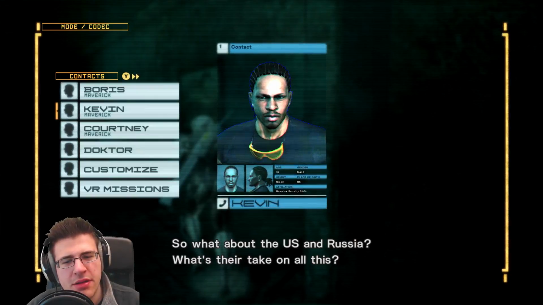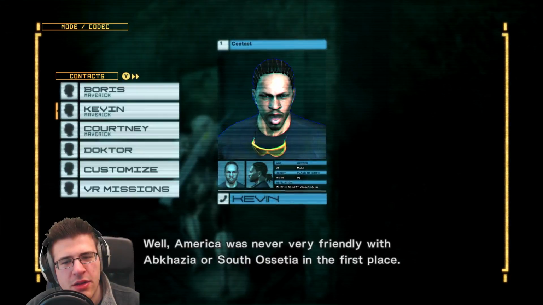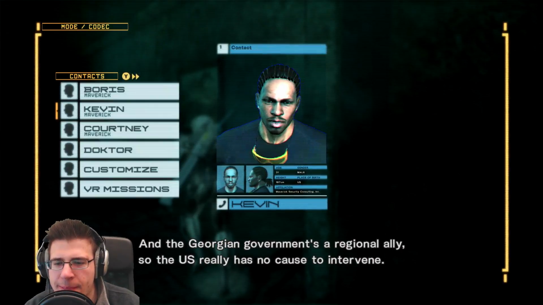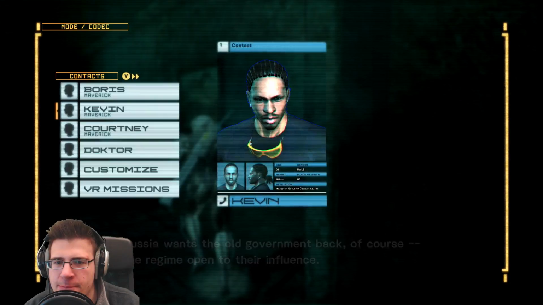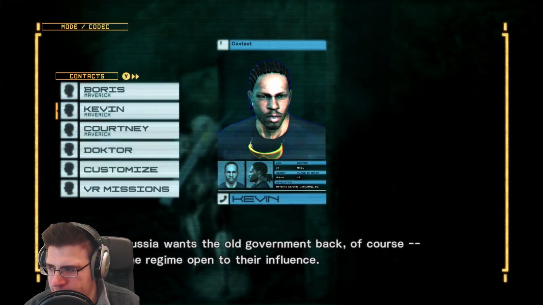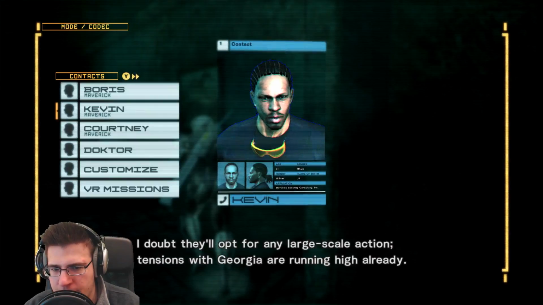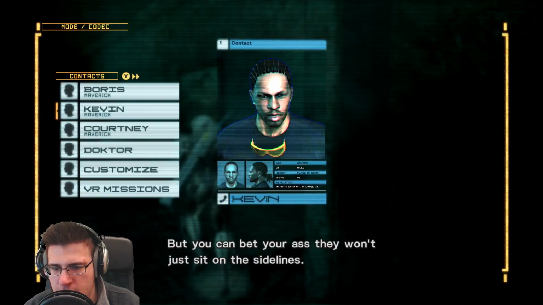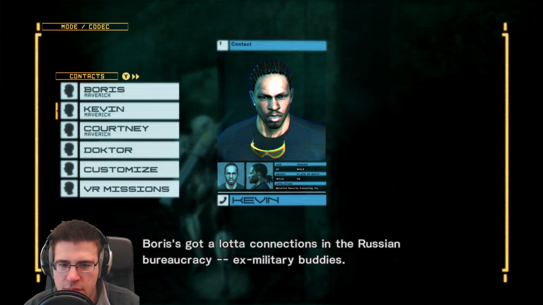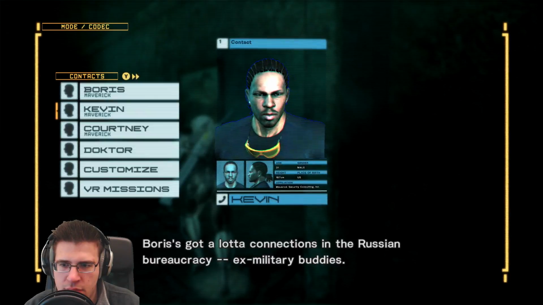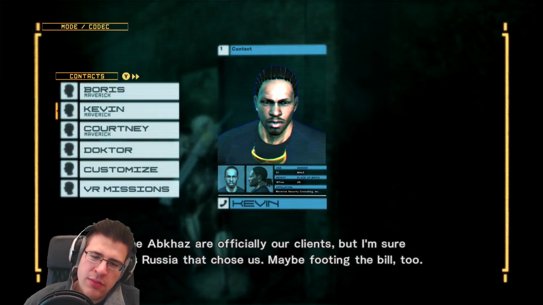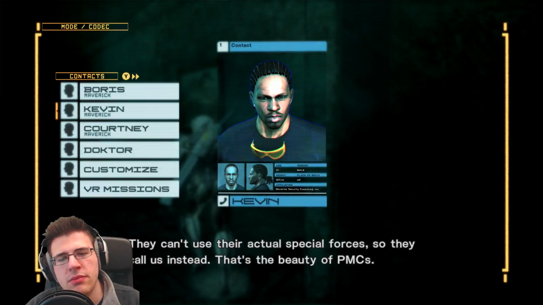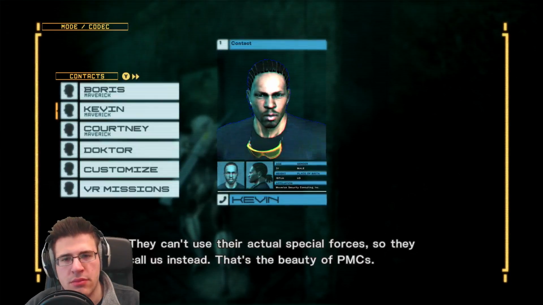So what about the US and Russia? What's their take on all this? Well, America was never very friendly with Abkhazia or South Ossetia in the first place. And the Georgian government's a regional ally, so the US really has no cause to intervene. Russia wants the old government back, of course. The regime open to their influence. I doubt they'll opt for any large-scale action. Tensions with Georgia are running high already, but you can bet your ass they won't just sit on the sidelines. Boris has got a lot of connections in the Russian bureaucracy. Ex-military buddies. The Abkhaz are officially our clients, but I'm sure it's Russia that chose us. Maybe footing the bill, too. They can't use their actual special forces, so they call us instead. That's the beauty of PMCs.